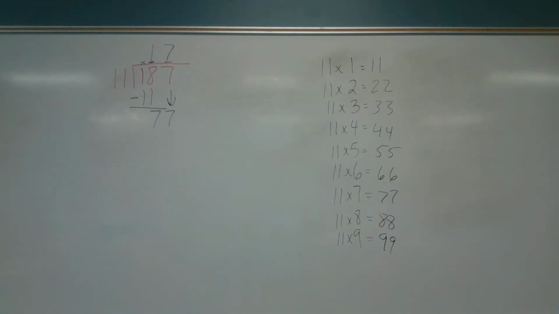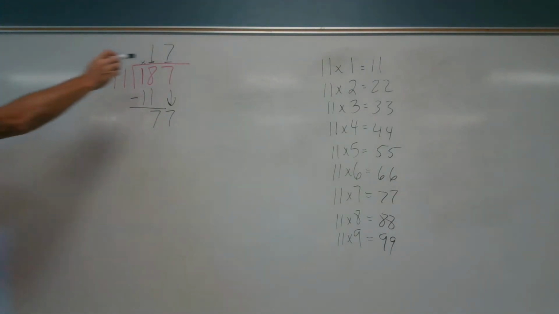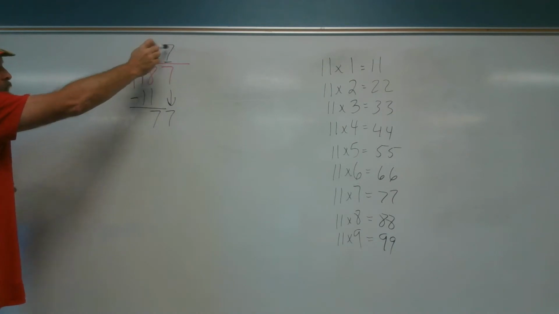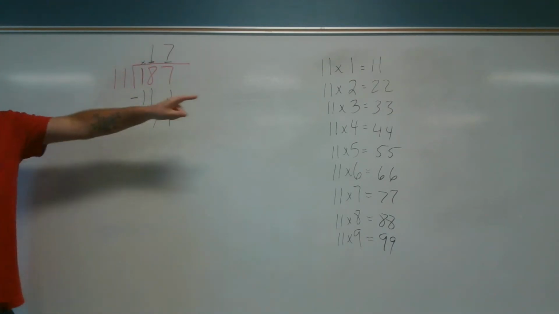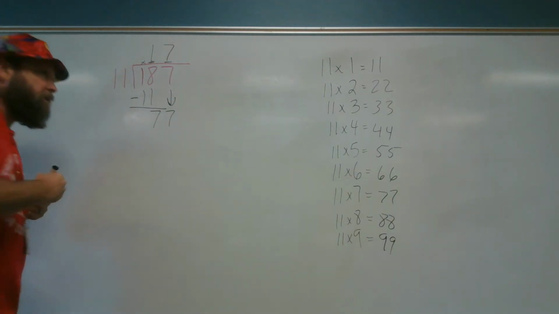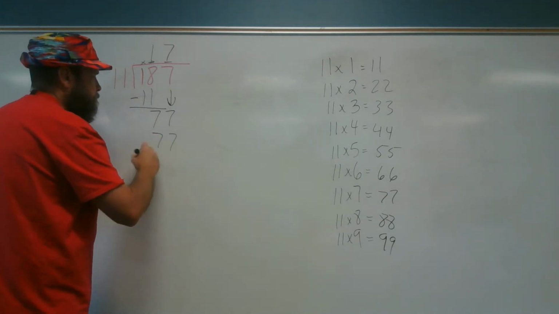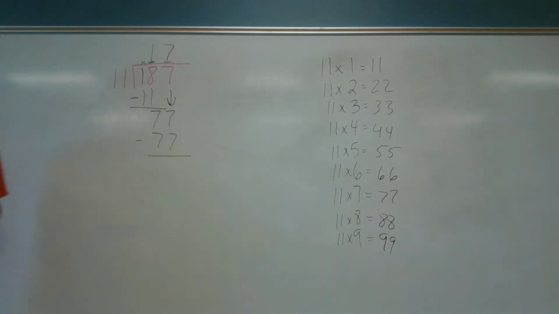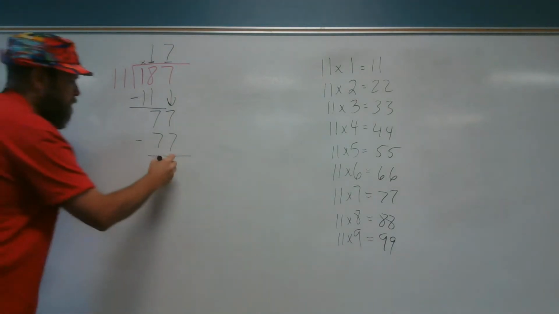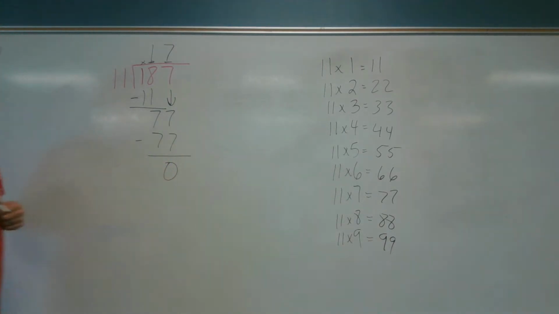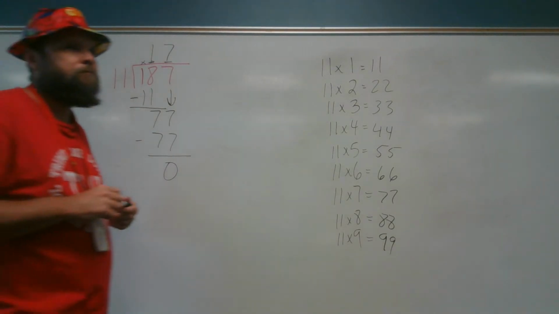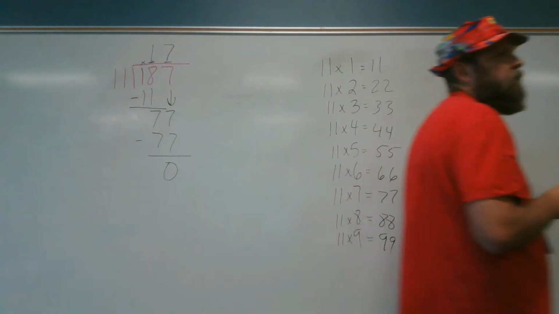11 times 7 is 77. Now I multiply that number in my quotient, 7 times 11, which I can go over here and look, is 77. And then you do 77 minus 77 equals 0. I find the difference between 77 and 77, which is 0. That means I don't have a remainder on this problem.